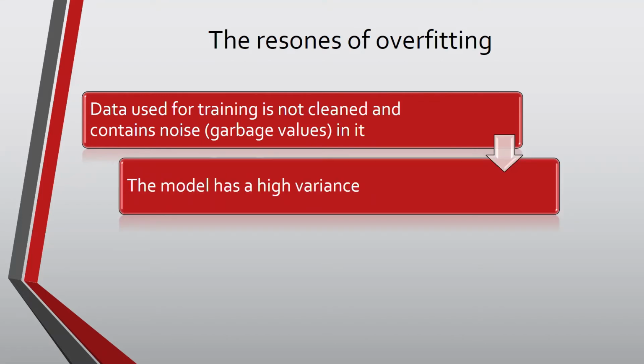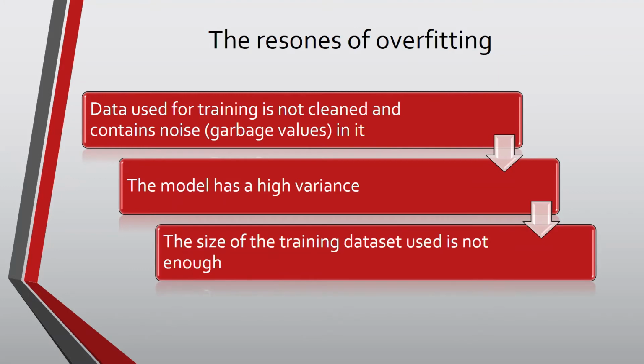Two, the model has a high variance. Again, wind is a good example. You may have 100 tests, but because the wind's blowing, it's all over the place. Three, size of training data used is not enough. So a small amount of data is also going to cause this problem. You only have a few points and you try to plot everything.